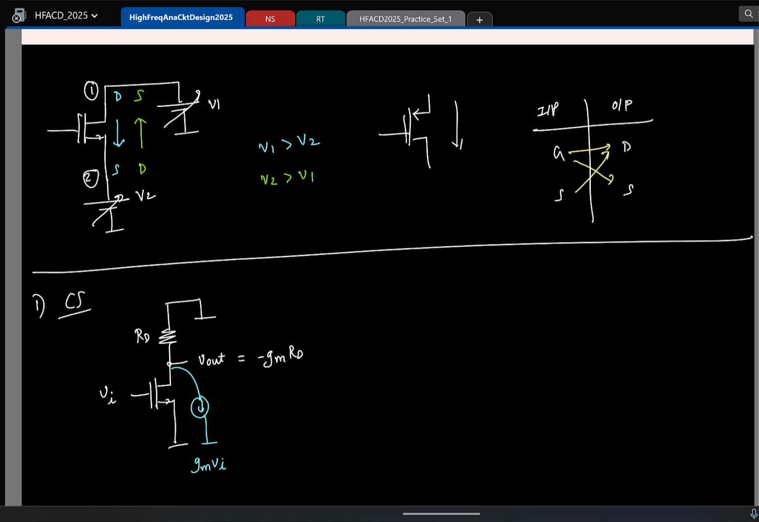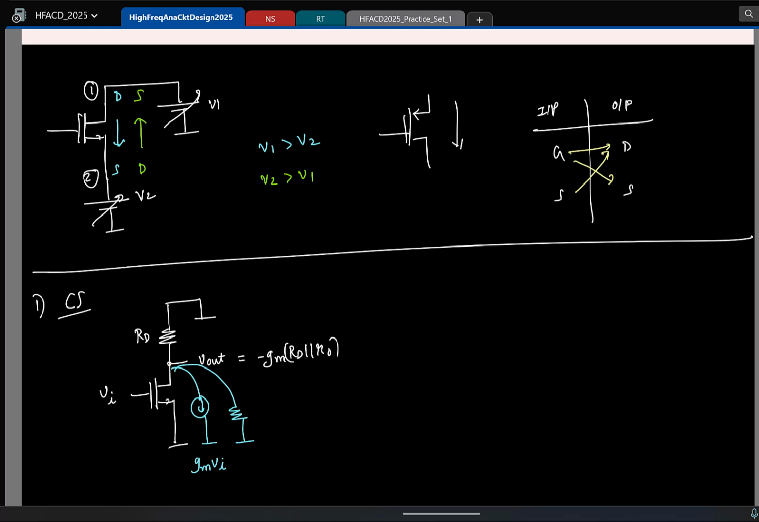And of course if you include R0, that's going to come in parallel. So what is the current flowing in this direction upwards? Minus GmVi. So that flows through a parallel combination of RD and R0. That's what you get. So this is one configuration where you can get sufficiently good gain. So that's about common source.